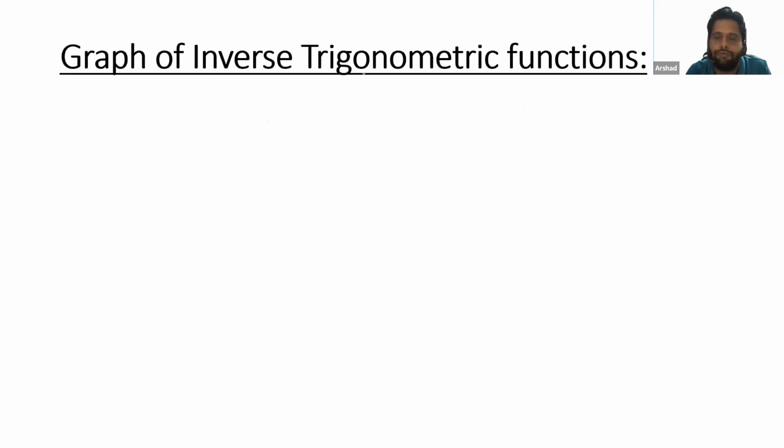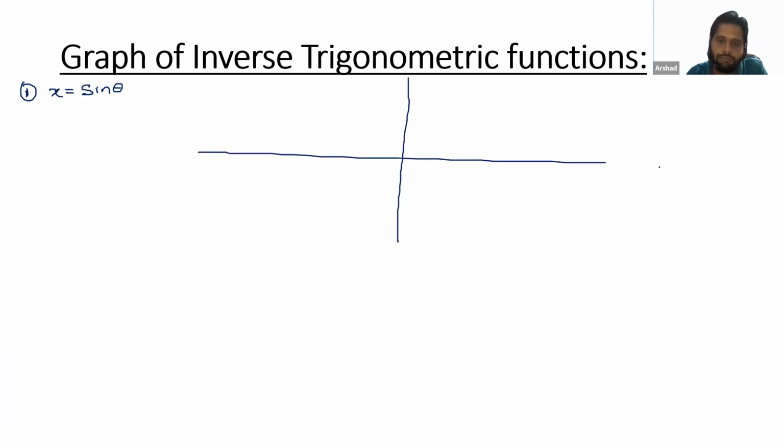Next, graph of inverse trigonometric functions. First of all, we will draw the graph of the trigonometric function. First is x equal to sine theta. You know that this is a sinusoidal function. So first of all, we will draw the graph of the sinusoidal function, like this.